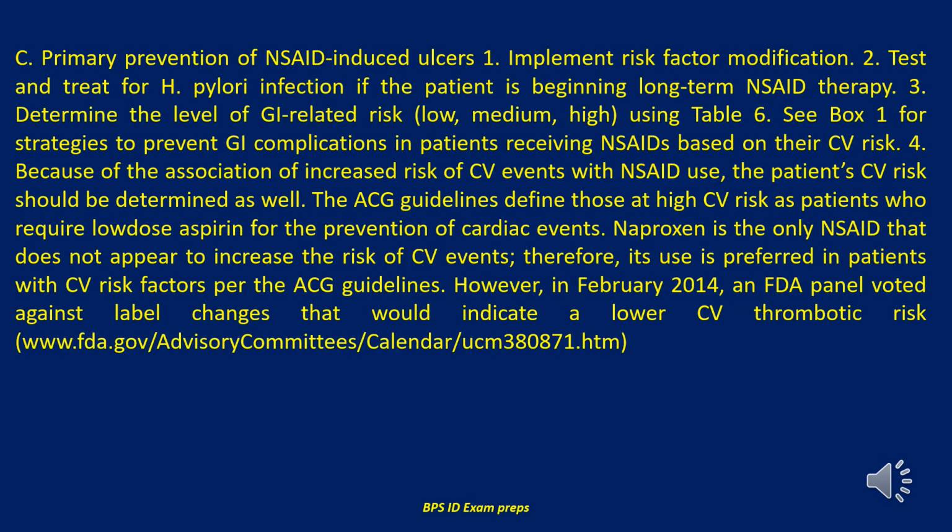C. We will now discuss primary prevention of NSAID-induced ulcers. 1. We should implement risk factor modification. 2. We should test and treat for Helicobacter pylori infection if the patient is beginning long-term NSAID therapy. 3. We should determine the level of GI-related risk, whether low, medium, or high, using Table 6. See Box 1 for strategies to prevent GI complications in patients receiving NSAIDs based on the cardiovascular risk.